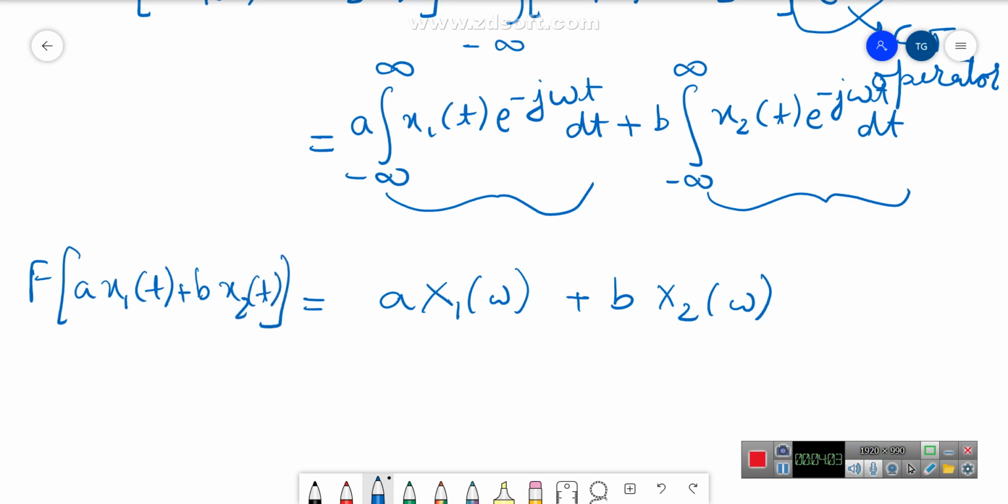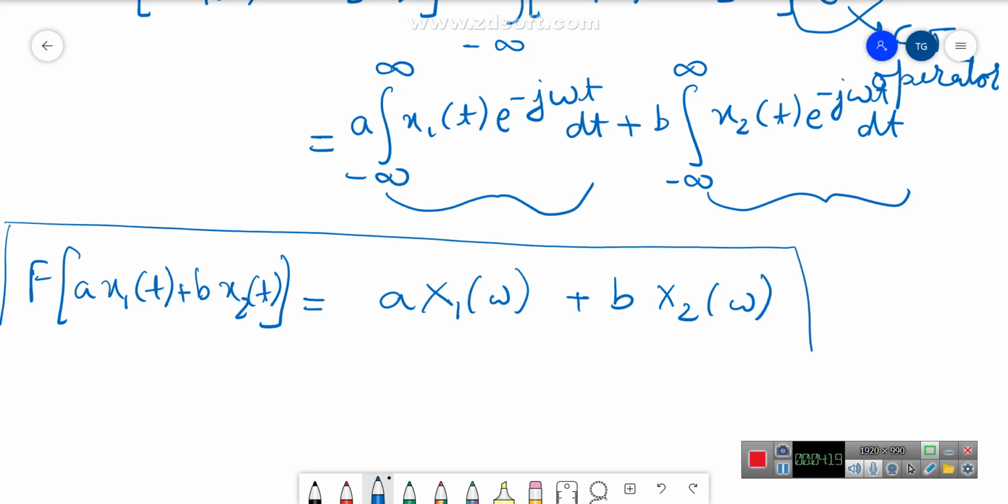When my two signals are added up, in the frequency domain also, the respective Fourier transforms of x1 of t and x2 of t are added up. This is what my linearity property statement is, and we have proved it successfully.